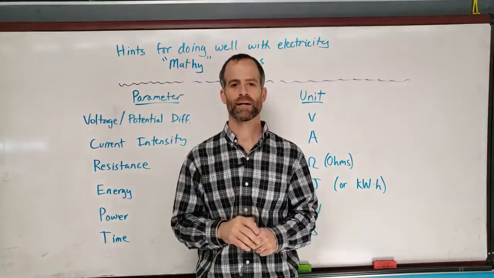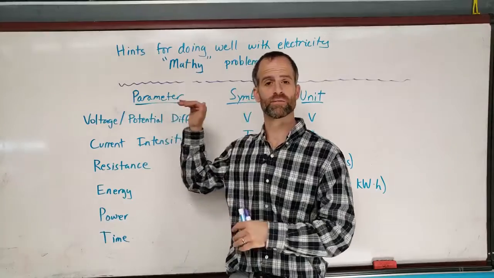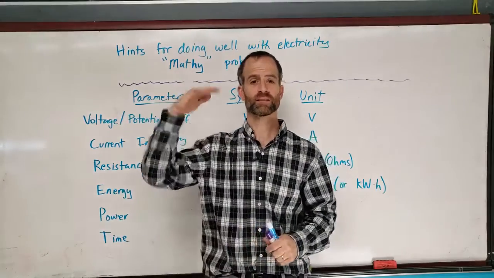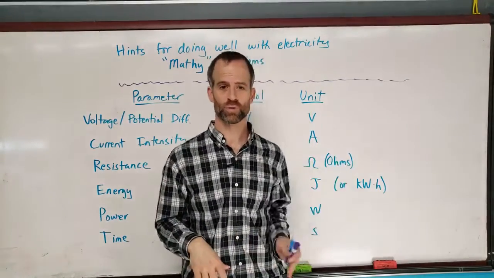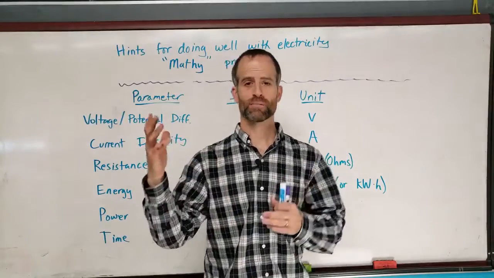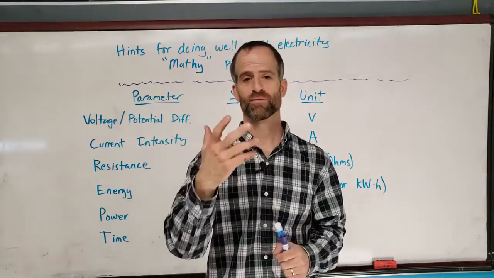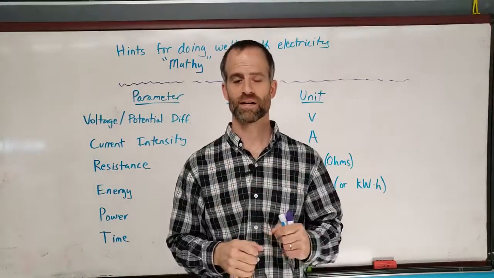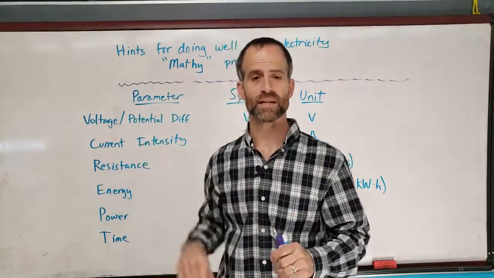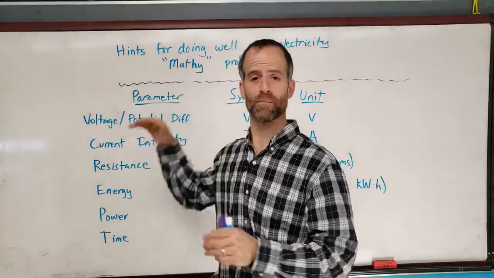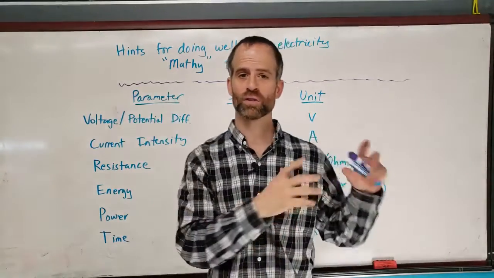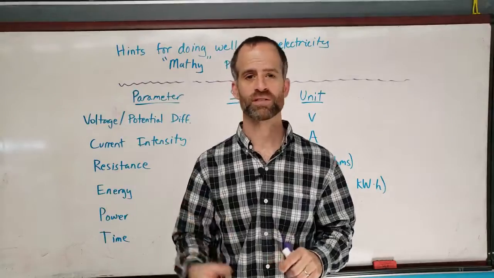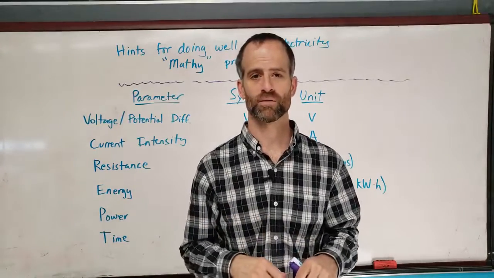Okay, we're back. I prepared a list of the parameters, the symbol for the parameter, and the unit, okay? So remember, the parameter would be like time, the symbol for time would be delta t, and the unit would be seconds, right? Let's take a look at it. If you can get to an exam or a test and write this out on your equation sheet, it'll be so much easier to solve those math type problems with electricity.